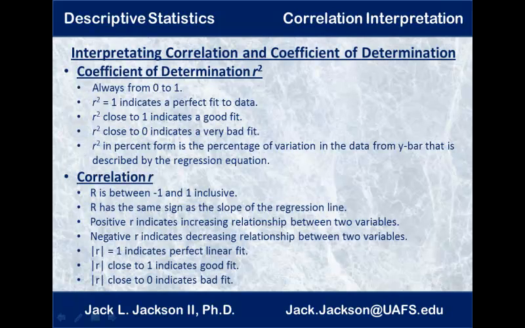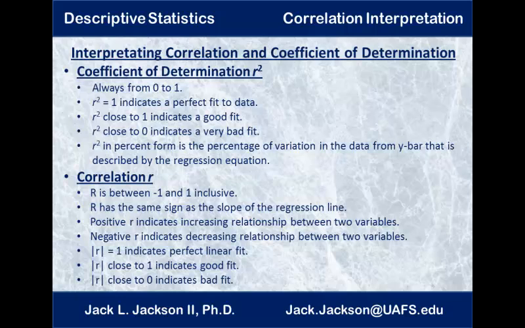And again, here's the interpretation that we've already gone over. The coefficient of determination, r squared, is always a value from 0 to 1. R squared equals 1 indicates a perfect fit to the data. Your data really is in a line. R squared close to 1 indicates a good fit. R squared close to 0 is a very bad fit. R squared, if you put it in percent form, is the percentage of the variation in the data from y bar that is described or accounted for by the regression equation.